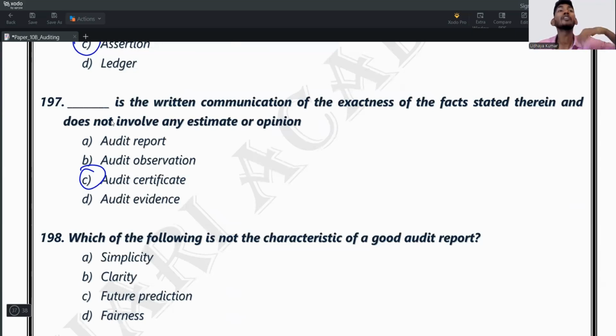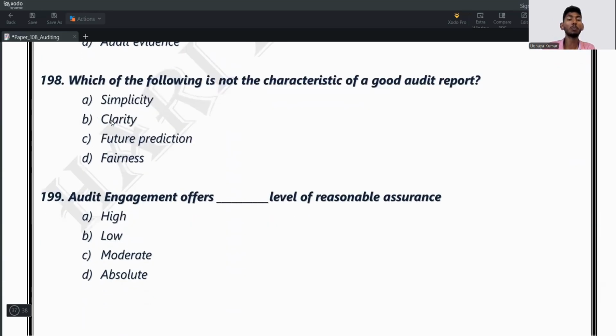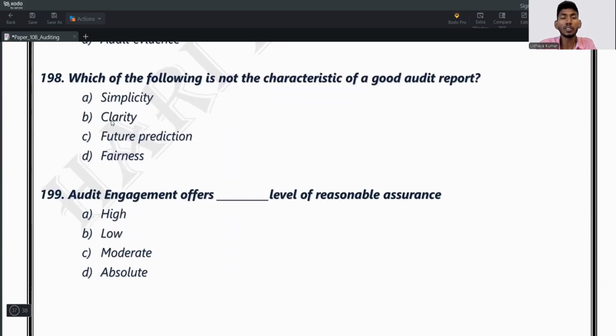So it provides factual confirmation of specific matters, for example confirmation of assets or liabilities, and it's not interpretive like an audit report, because in the audit report you will be expressing an opinion. Okay. So moving to question 198. Which of the following is not a characteristic of a good audit report? Simplicity is a good audit report characteristic. Clarity is too. Fairness is also. So then what is the right answer? It's not a characteristic: future prediction.